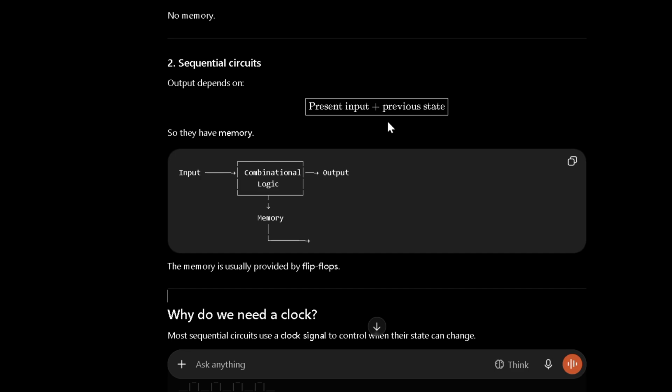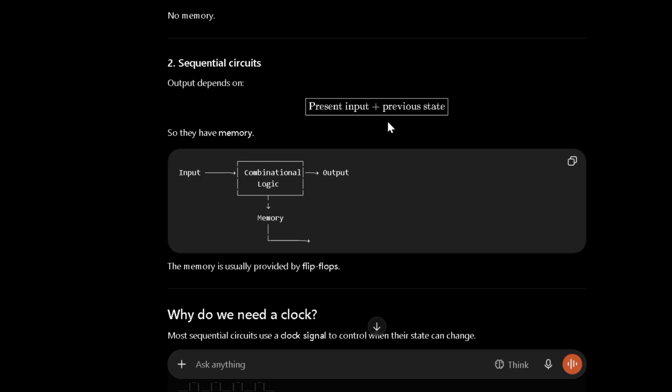So a sequential circuit has a memory, unlike a combinational circuit. Input goes to combinational logic, and the output goes to memory. The memory is provided by the flip-flops. Why do we need a clock? Most sequential circuits use a clock signal to control when their state can change. The circuit may change its stored state at the appropriate clock edge, the timing reference signal.